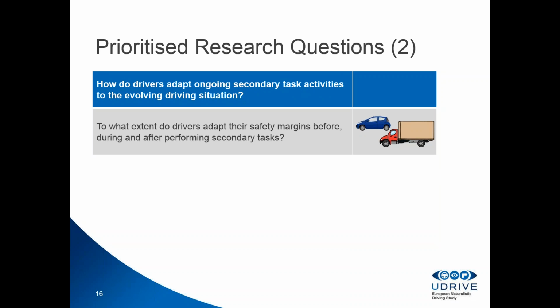So I've already mentioned we were looking at people's adaptation of their safety margins before, during, and indeed after performing secondary tasks. So looking through the whole secondary task engagement, the whole episode, and looking to see whether drivers are changing their safety margins, slowing down, falling back in car following, and, of course, ideally, maybe even doing it only when they're stopped in traffic. Of course, even more ideally, not at all.